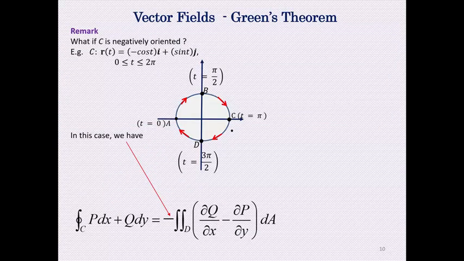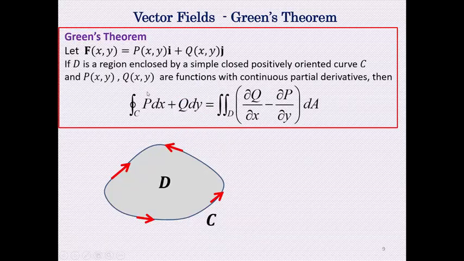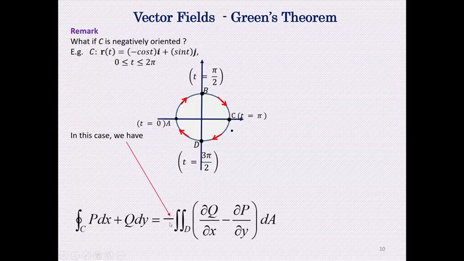Just a quick remark on orientation. If the curve C is known to be negatively oriented, the question now is, can we still apply the Green's theorem? The answer is yes, provided you put a negative sign. Negative to account for the negative orientation.